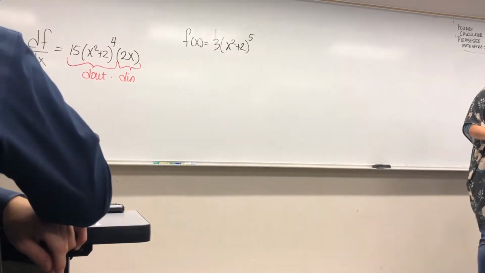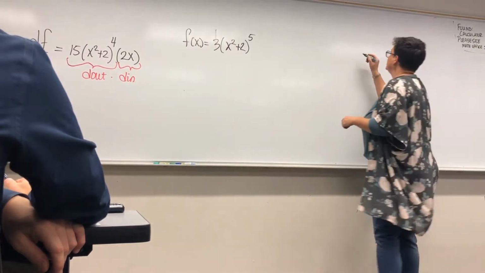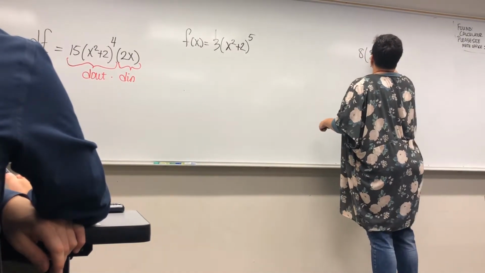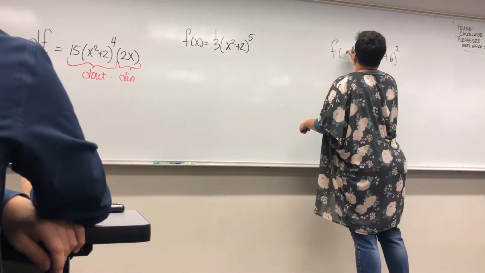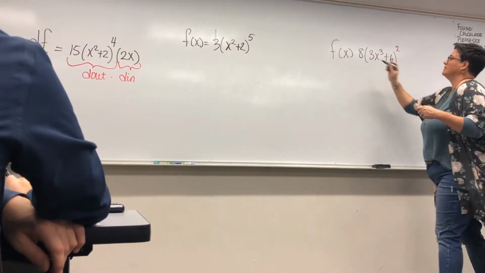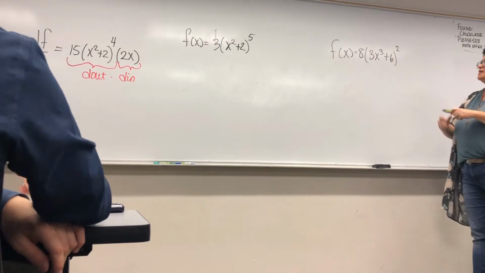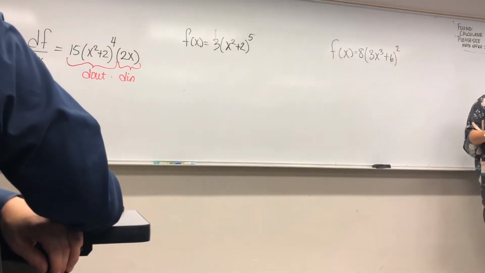So that's the 3x cubed plus 6. Okay, guys, what's the outside layer? 8 junk squared, right? 16.